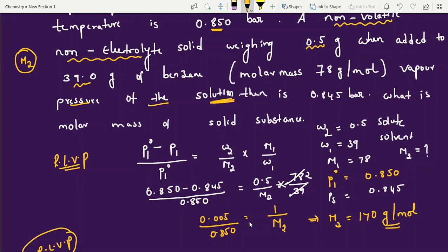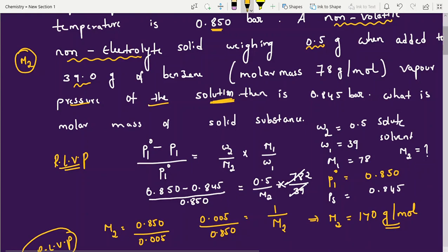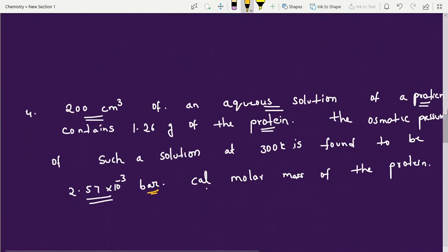Okay, simplification is easy, you can work it out. M2 you have to calculate. So M2 equal to 0.850 by 0.005, that is your answer. Clear students? That's all, you can do like that. You'll get the answer, with units we have to write. Now go to the next question. Okay, what is the next question?